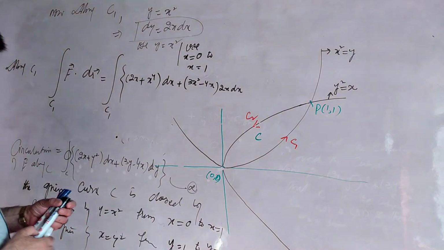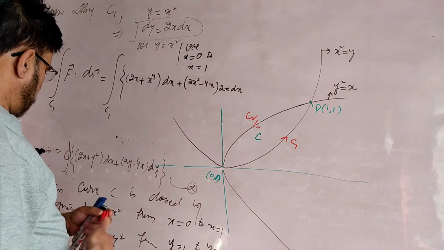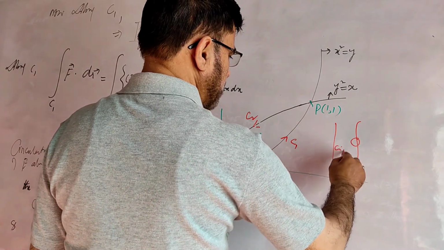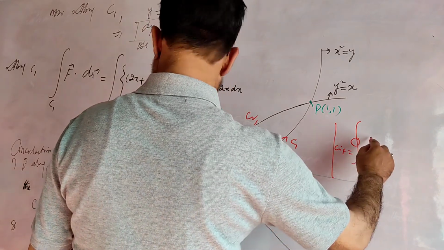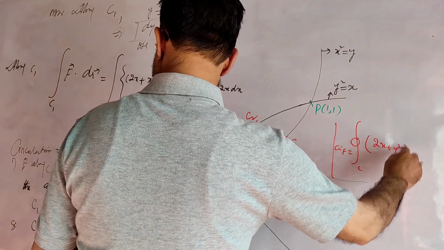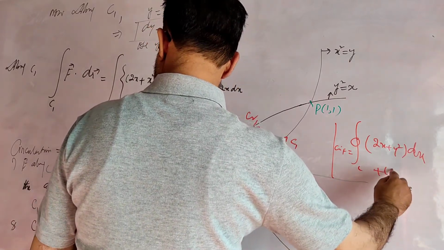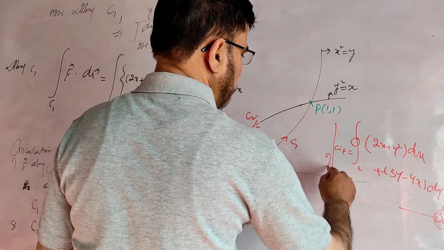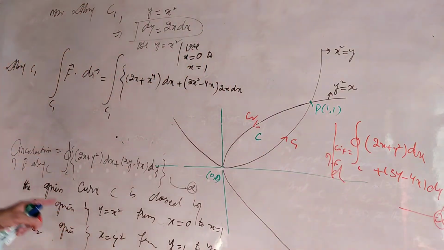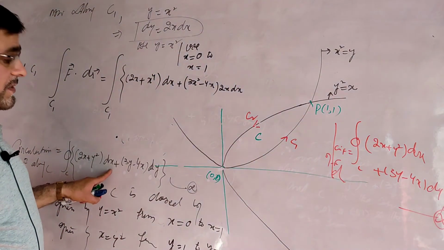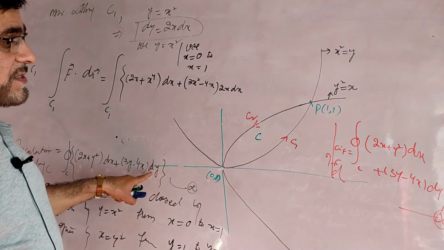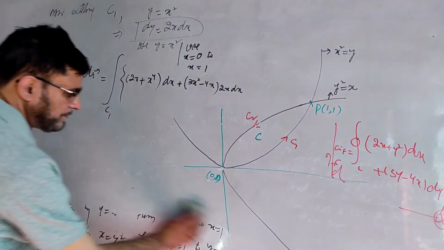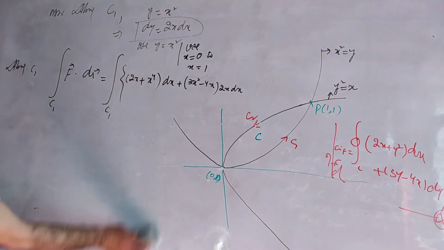I need this integral. Why not write this integral here so that I can rub it? I will write it here. The circulation of F is the integral of 2x plus y square dx plus 3y minus 4x dy. This is my alpha. Circulation of F along C is the integral of 2x plus y square dx plus 3y minus 4x dy. It is alpha. I wrote it there, so I don't need this now. Let me evaluate this now.